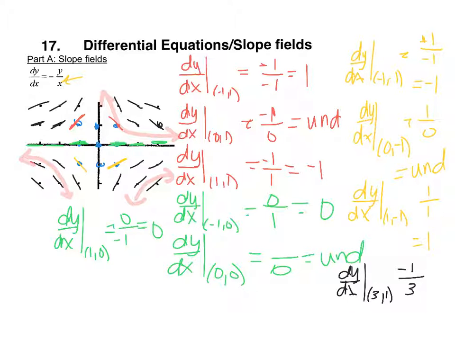But say I want a particular solution, then I have to give you a point to go through. Say I wanted the particular solution to go through the point (negative 1, 1). That would mean I would start at this point and follow my slopes the way they were. So this is all a horizontal tangent line. So my particular solution would be that blue one.